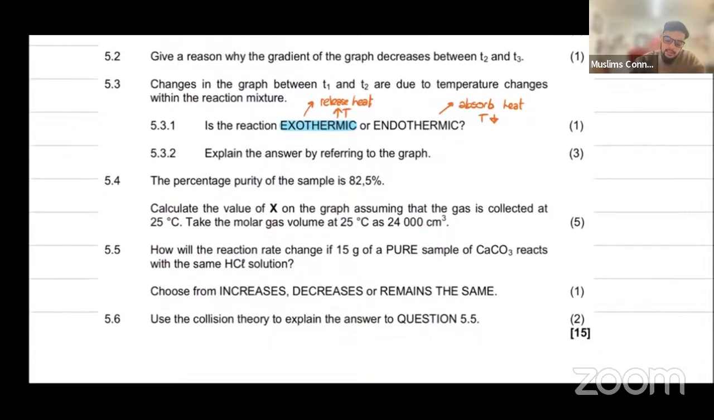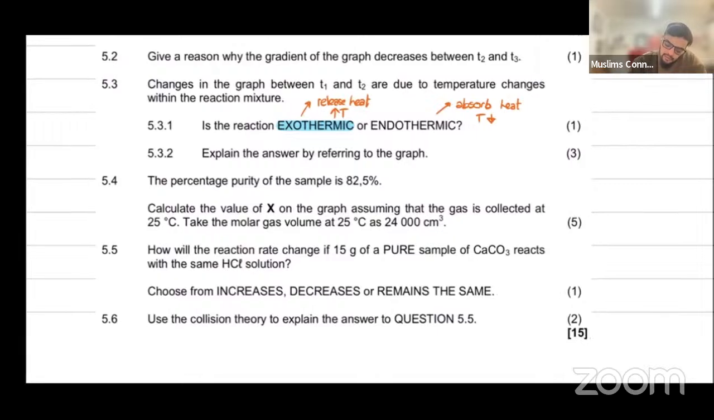They tell us that the percentage purity of the sample is 82.5%. Calculate the value of X on the graph, assuming that the gas is collected at 25 degrees Celsius. Take the molar gas volume at 25 degrees Celsius as 24,000 centimeters cubed.